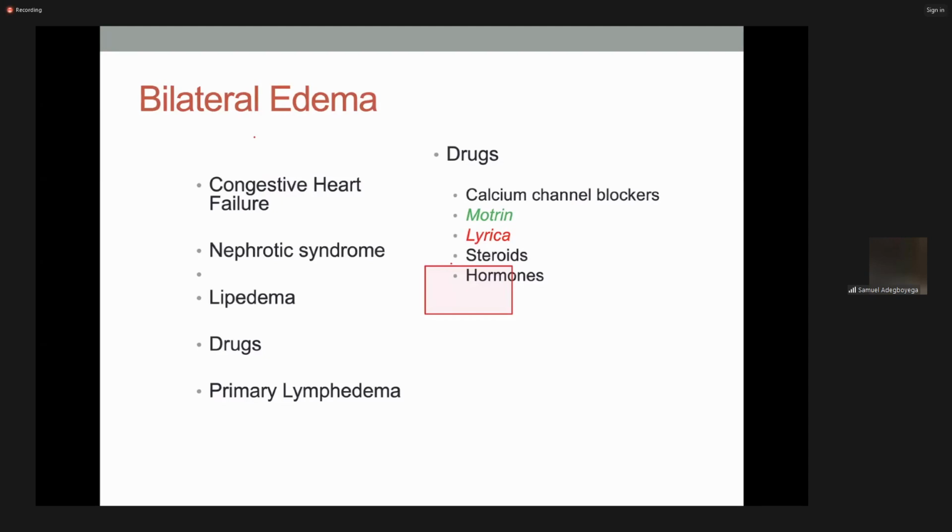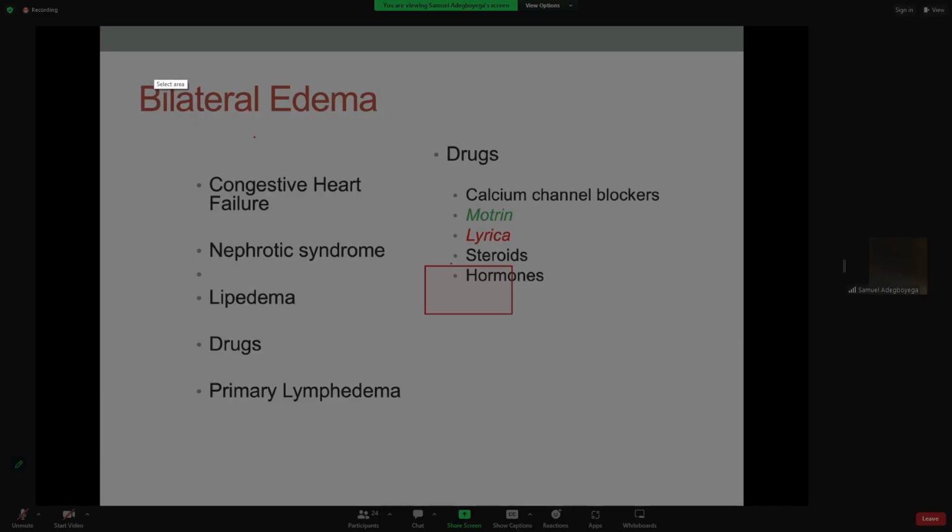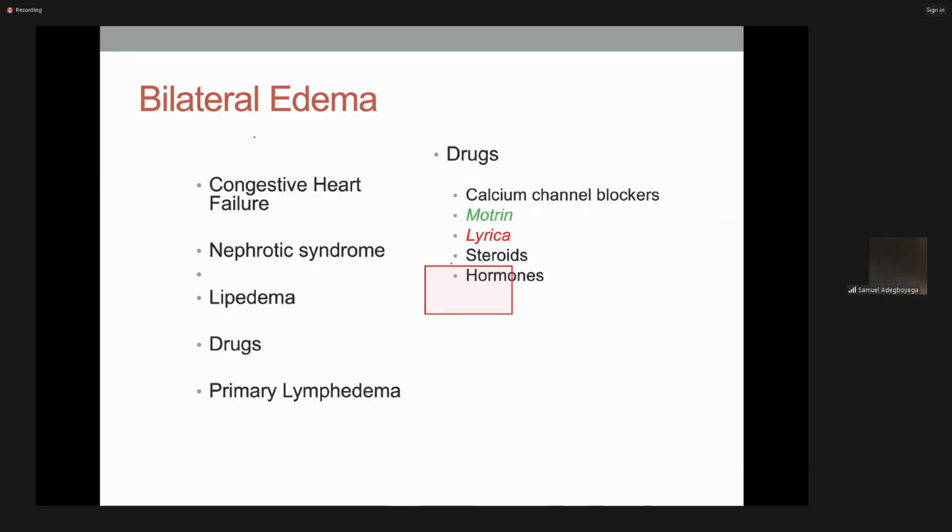True or false? A calcium channel blocker could lead to edema. True. Okay. Motrin, Lyrica, steroids, hormones could lead to edema. True. A patient with Graves' disease could have bilateral edema in the leg. True. What do you call that? Pretibial myxedema. Good job.